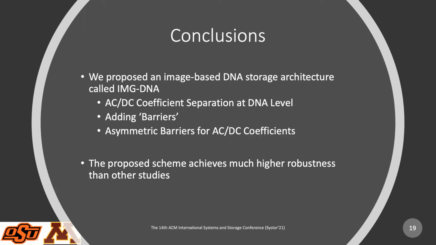So here are the conclusions of our work. We propose an image-based DNA storage architecture called IMG-DNA to improve the robustness of DNA storage. According to the observation from the DNA storage and also the images, we propose to use AC/DC coefficient separation at DNA level, and also we add barriers to prevent the error propagation scenarios in the DNA storage. Due to the different sensitivities, we use asymmetric barriers for AC/DC coefficients. According to the experimental results, the proposed scheme achieves much higher robustness than other studies.